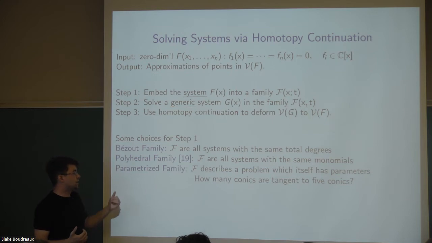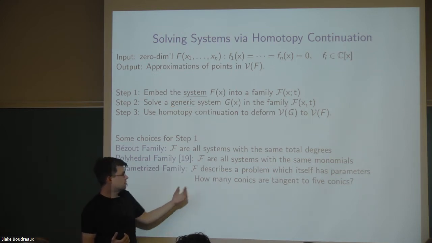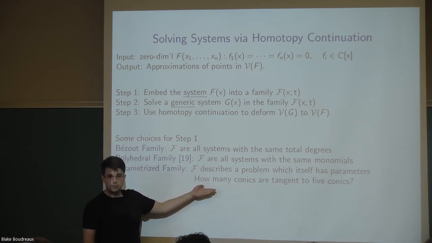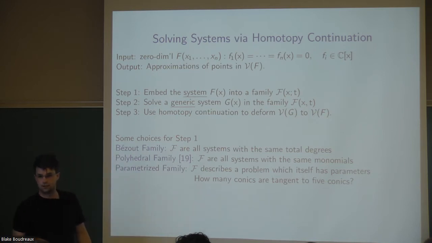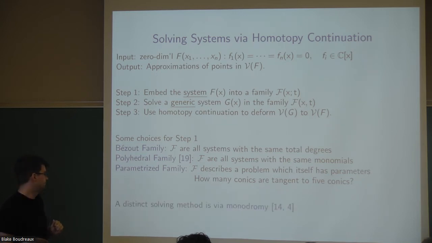Or you may have a situation where you don't want to do either of these, because the problem description already told you what the parameters are. You don't have to embed it into a family. It's already in a family. But then you would really like to be able to find a member of that family special enough so that you can solve it, and not special enough so that it's general. Or you can use a very distinct solving technique based on an idea of monodromy.